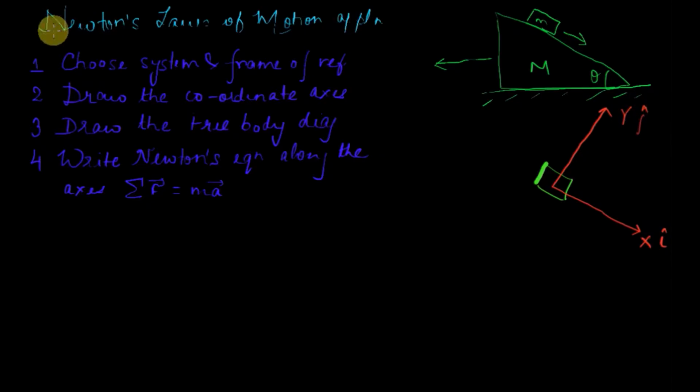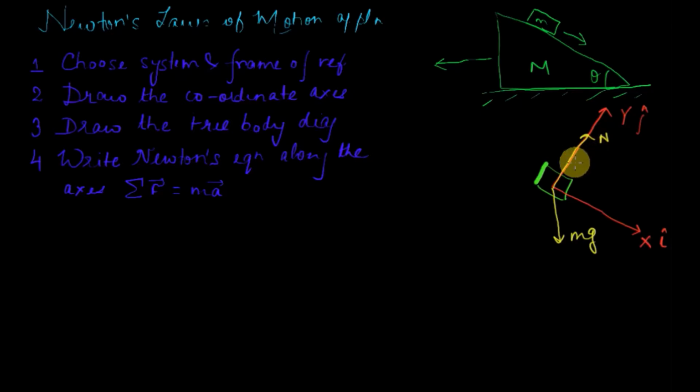The third step will be drawing the free body diagram. As I mentioned earlier, a free body diagram depicts all the forces acting on the system along with the direction. So on this small object, the first force which will act will be its weight, and it will act in the vertically downward direction. The magnitude of the force will be given by mass times the acceleration due to gravity. The second force which will act on the small object will be the normal reaction from the prism.